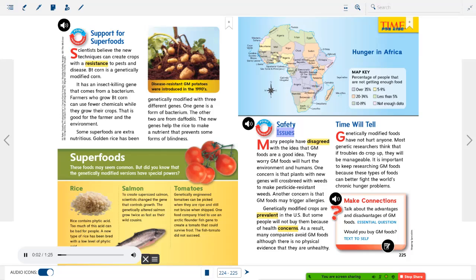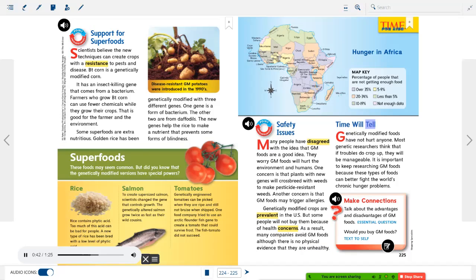Safety issues. Many people have disagreed with the idea that GM foods are a good idea. They worry GM foods will hurt the environment and humans. One concern is that plants with new genes will crossbreed with weeds to make pesticide-resistant weeds. Another concern is that GM foods may trigger allergies. Genetically modified crops are prevalent in the U.S., but some people will not buy them because of health concerns. As a result, many companies avoid GM foods, although there is no physical evidence that they are unhealthy.